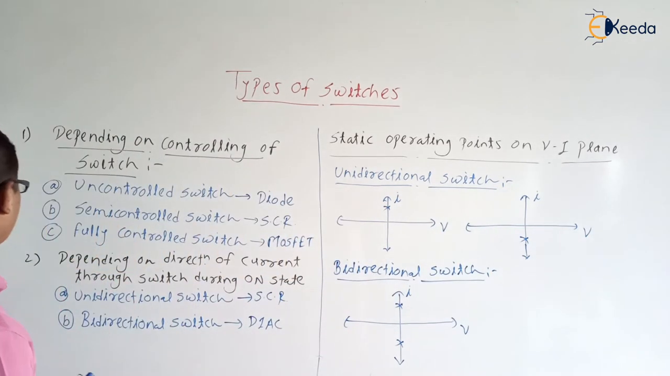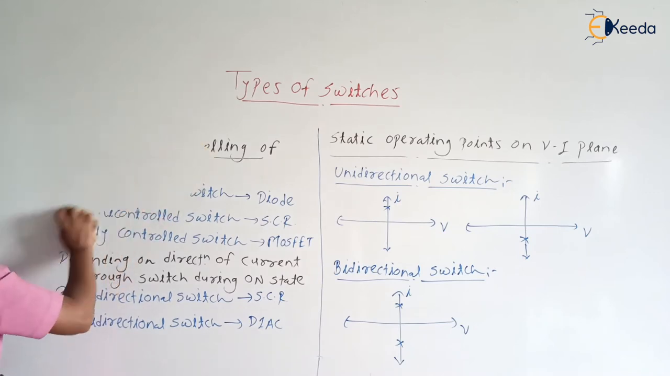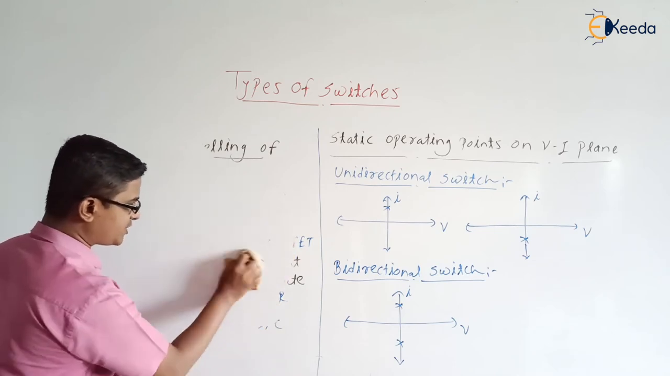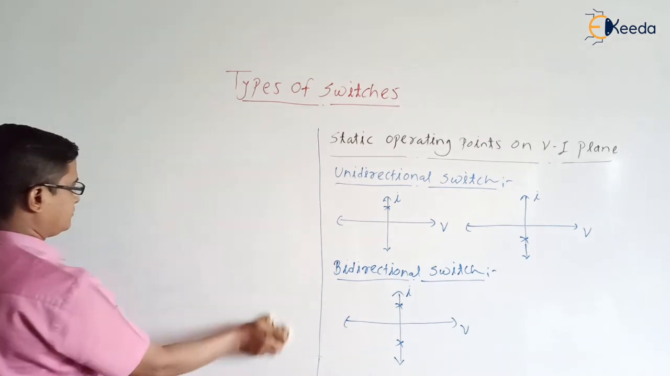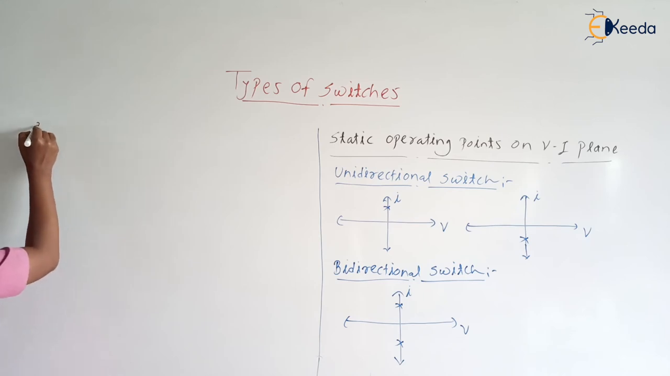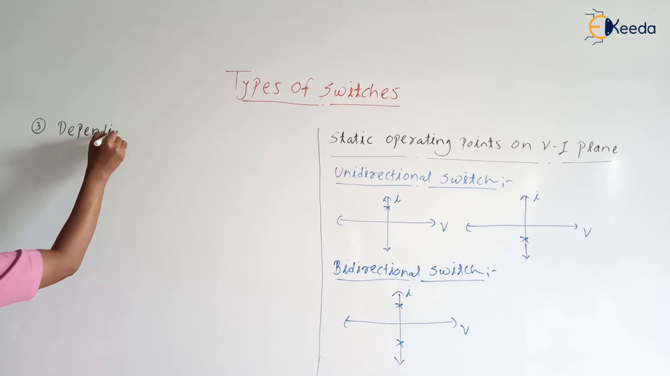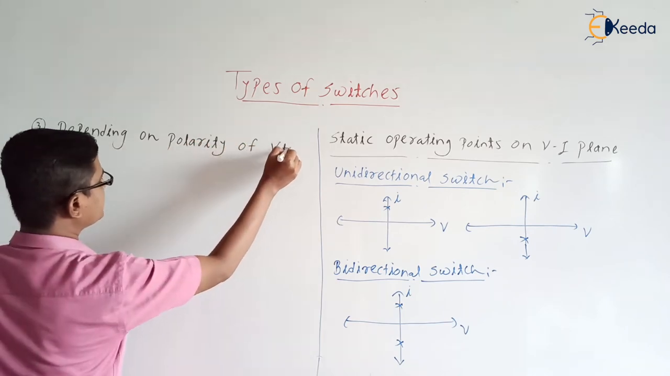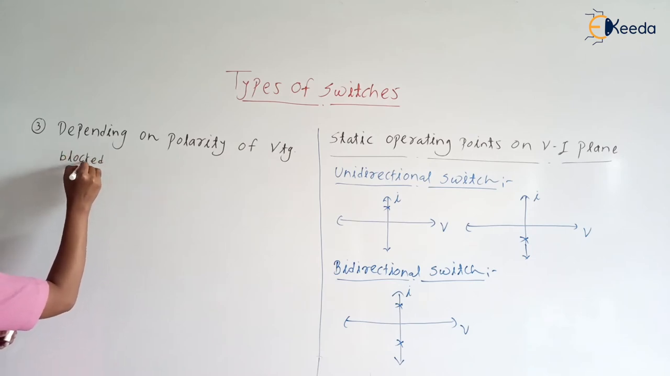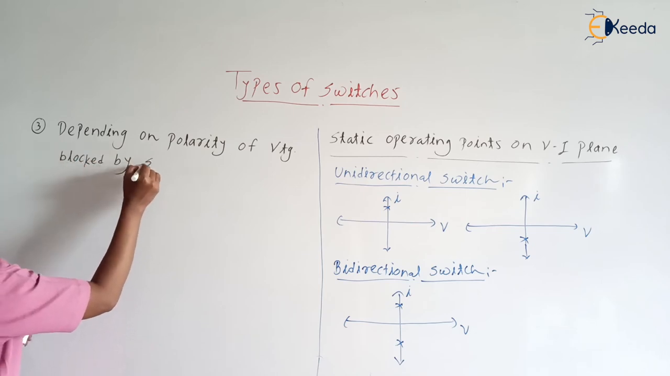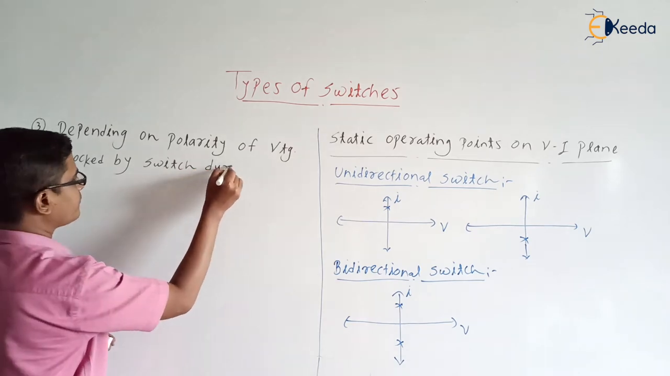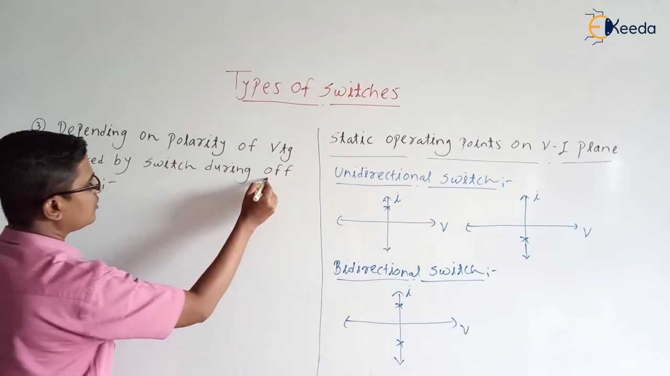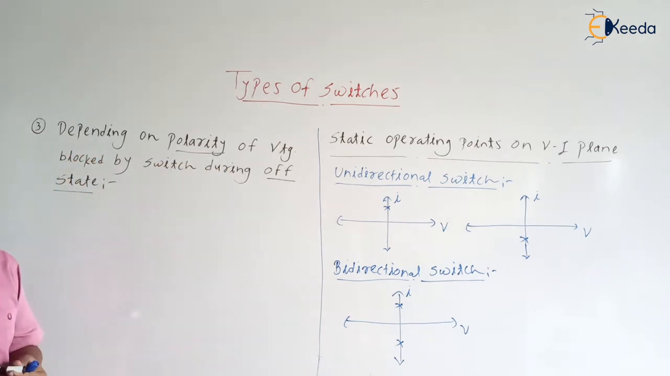Next, the third classification or the third type is depending on the polarity of voltage blocked by the switch during its off state. Very important: during the off state. So here we need to concentrate on the off state as well as the polarity of the voltage across the switch.